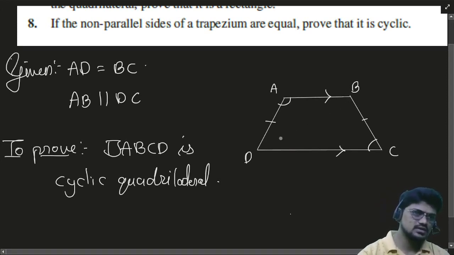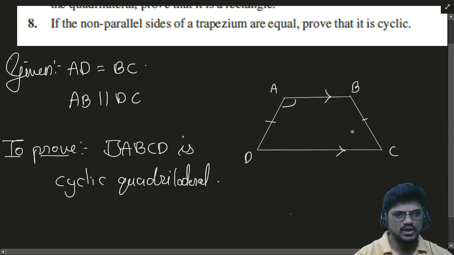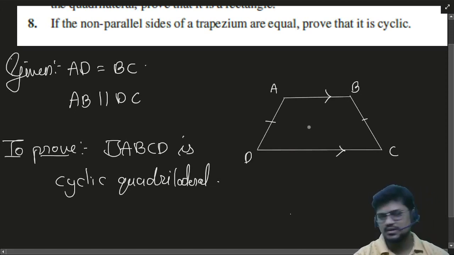Are you getting it? If the sum of these two is 180, the sum of these two has to be 180, because the sum of the angles of a quadrilateral is always 360 degrees. Got it? So what we need to prove is only either this angle plus this angle is 180 degrees, or this angle plus this angle is 180 degrees. If you prove that, then we can say the quadrilateral ABCD is a cyclic quadrilateral. Did you understand up to here? Yes.